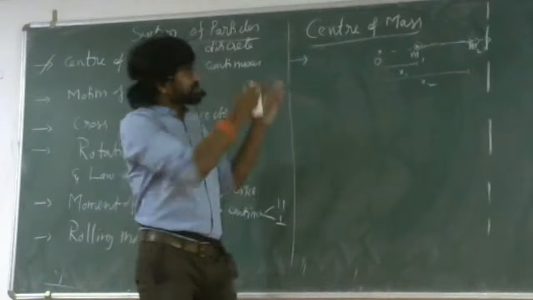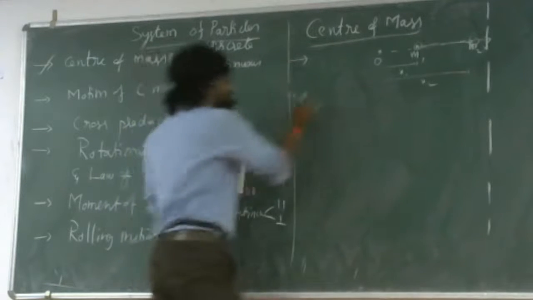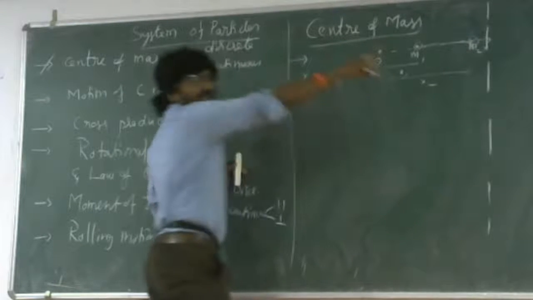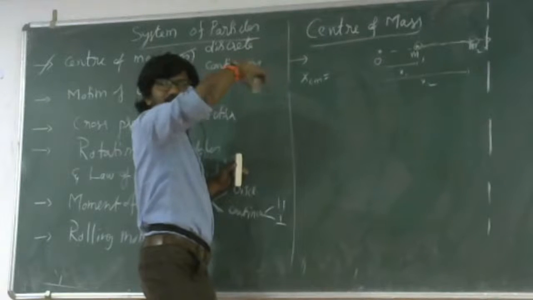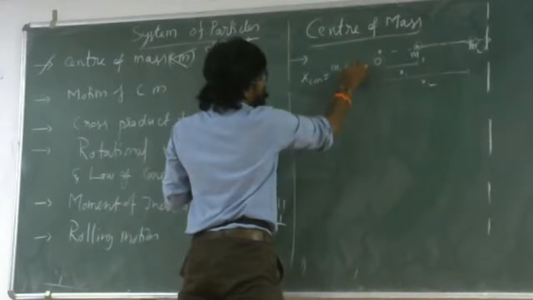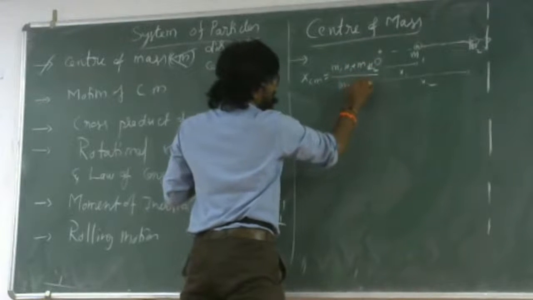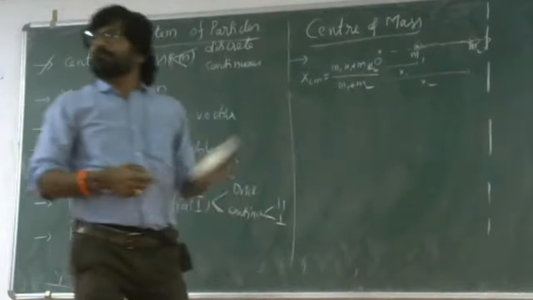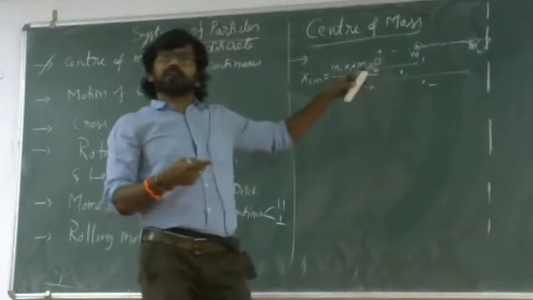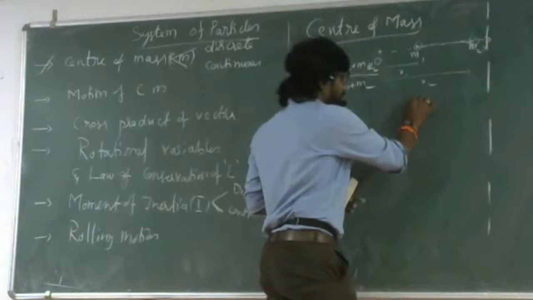masses, between these masses, and if this position is given by xcm, because it is lying only on the x-axis, the center of mass will also lie on the same line, that is the x-axis. So xcm is equal to m1 x1 plus m2 x2 divided by the total mass m1 plus m2. Right? Got it?